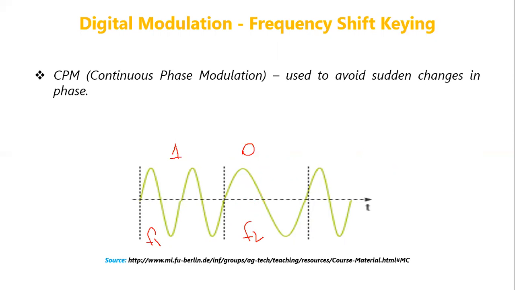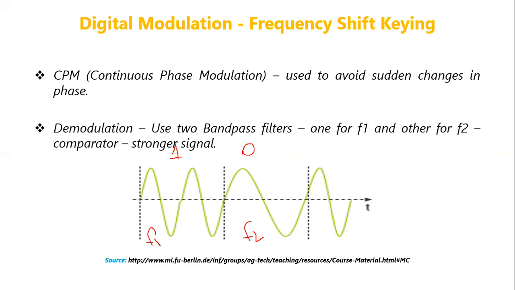At the receiver end of frequency shift keying, the receiver will use two band pass filters. One is for f1, another one is for f2. A band pass filter is one which allows signals of frequency within a certain range. One band pass filter will allow only signals within the range of f1, and another band pass filter will allow only signals within the range of f2. As we know, f1 means 1 and f2 means 0.